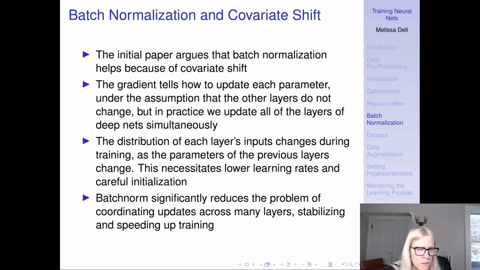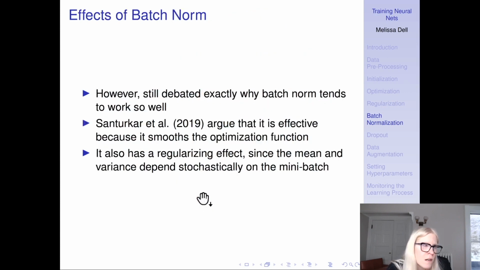And so why does this work? Why is this such a commonly used and powerful approach? Well, the initial paper argues that batch norm helps because of covariate shift. The gradient tells us how to update each parameter under the assumption that the other layers don't change. But in practice, we update all of the layers of deep networks simultaneously, and the distribution of each layer's inputs changes during training as the parameters of the previous layers change. And so this necessitates a lower learning rate and careful initialization. Batch norm significantly reduces the problem of coordinating updates across many layers, which stabilizes optimization and speeds up training.